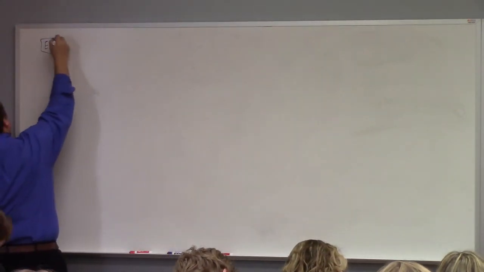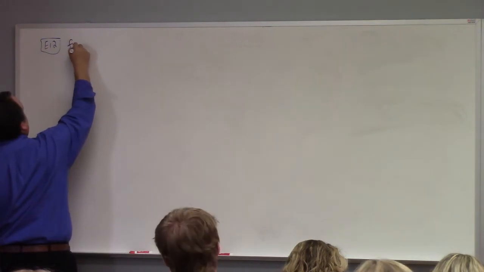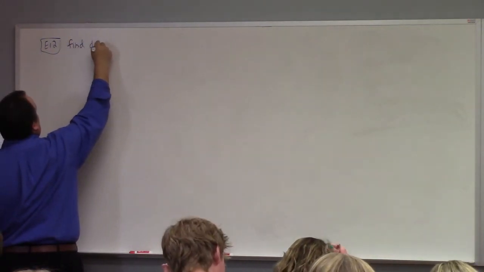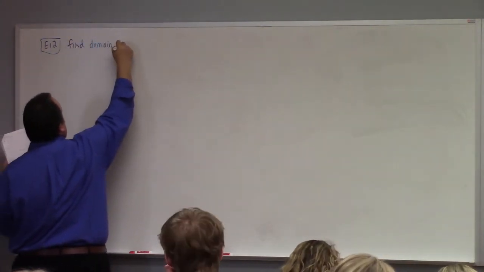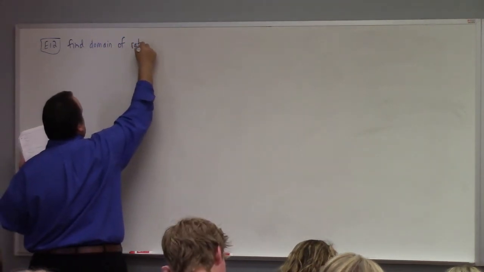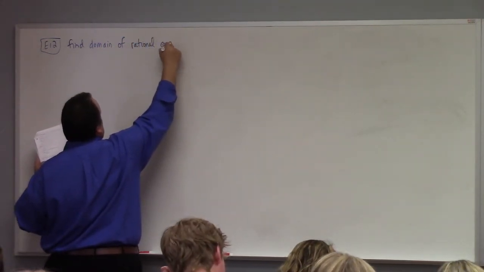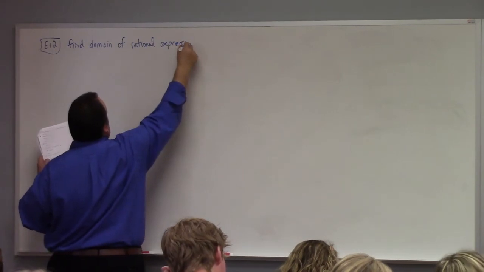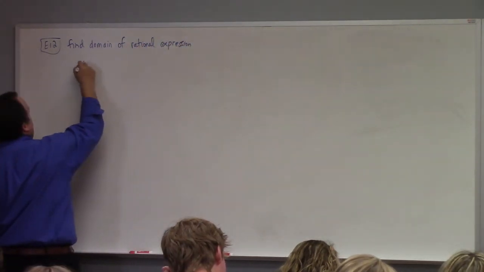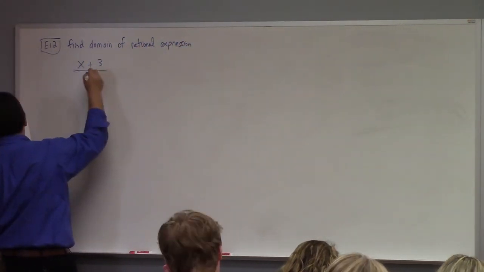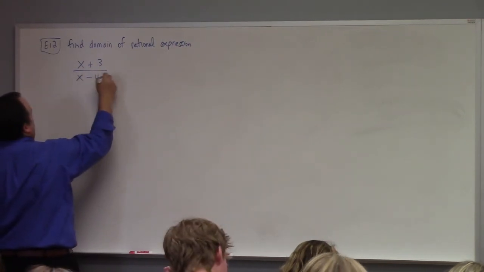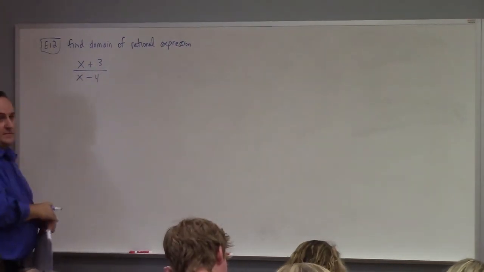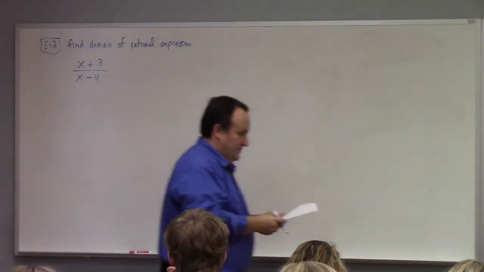So we're on example 12. Here we're supposed to find the domain of a rational expression. So here's the expression, x plus 3 over x minus 4, right? And what's the domain of this thing?